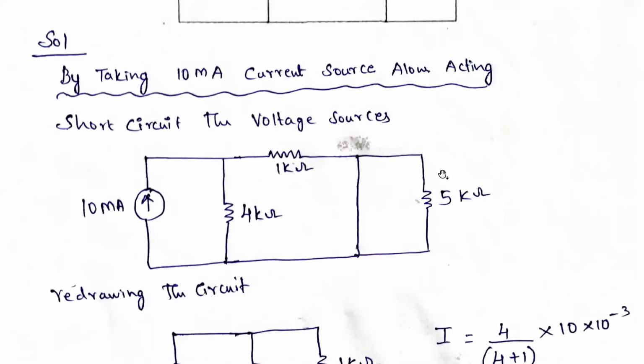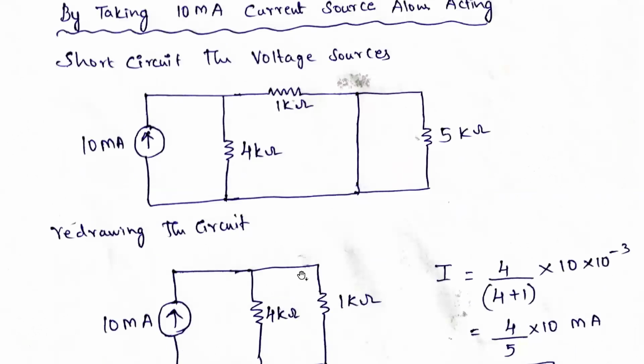After short circuiting, the current source is coming from this and flowing like this. Current will always follow the low resistance path, so this 5 kilo ohms will not have much impact. We are neglecting it because the current will come like this, and it will not flow through this 5 kilo ohms because it is short circuited. Current will always follow the low resistance path. Now we are redrawing the circuit.